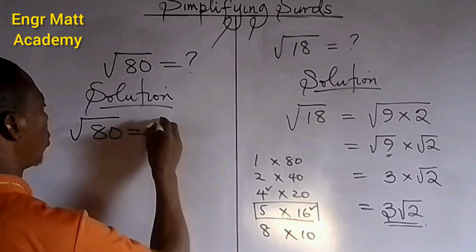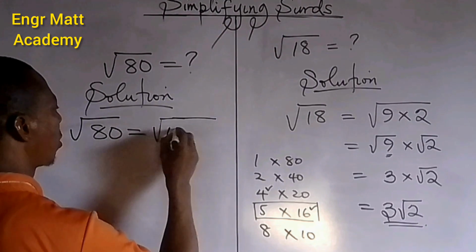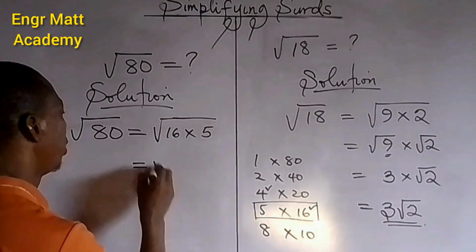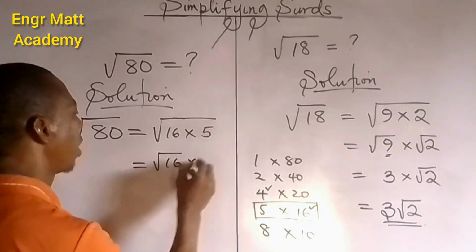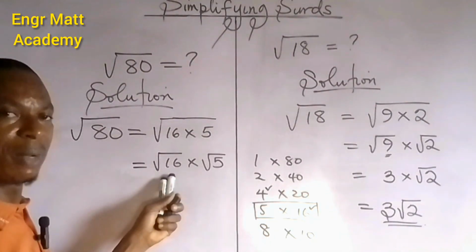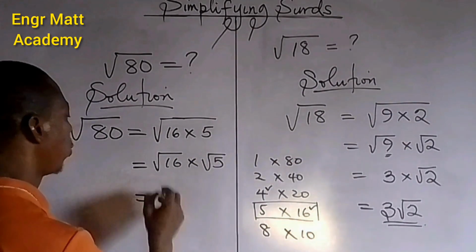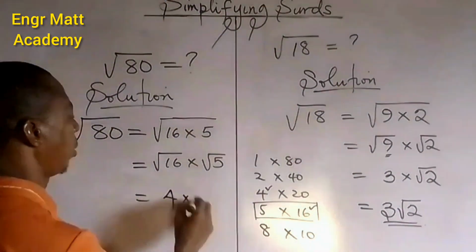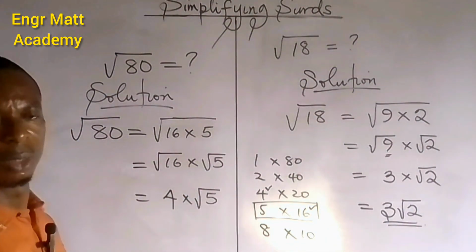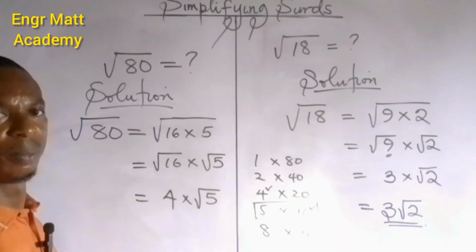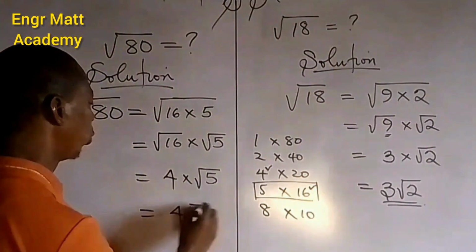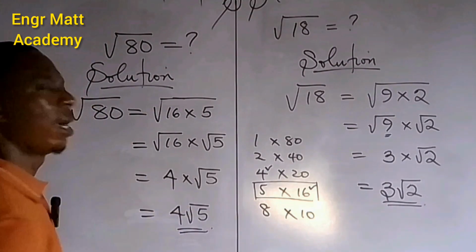Now let's do that. Root 16 times 5. Now we can split that to be root 16 times root 5. Because 16 is a perfect square, root 16 will give us 4. And we have root 5. Because root 5 is a surd, it cannot be simplified. So what do we have? 4 times root 5 will be 4 root 5, and that is our answer.